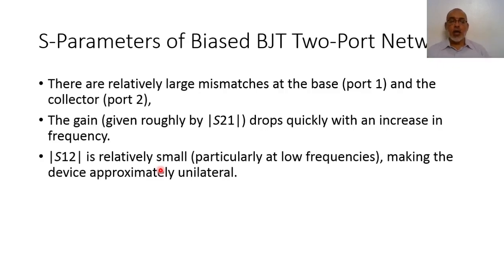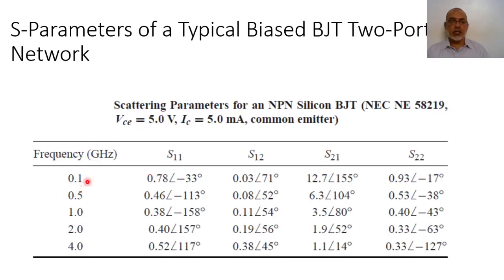This is briefly how to characterize the bipolar junction transistor in terms of its S parameters. And as I said here, its S parameters are given for different frequencies, and at each frequency we have its corresponding S parameter.